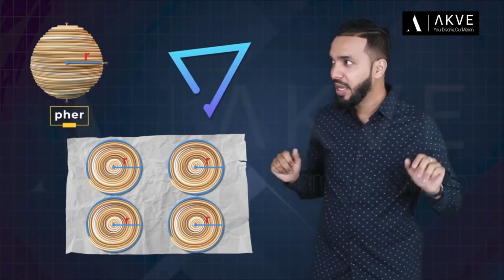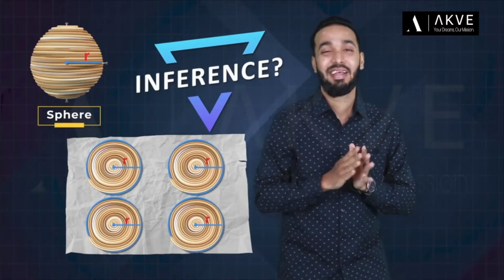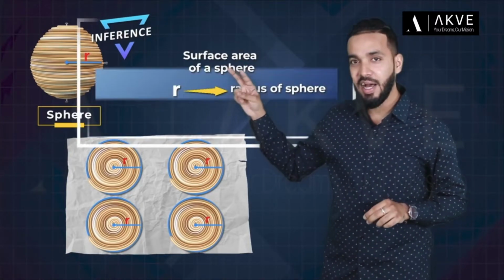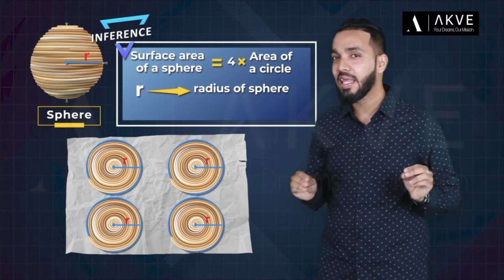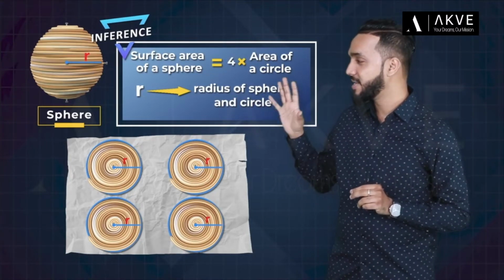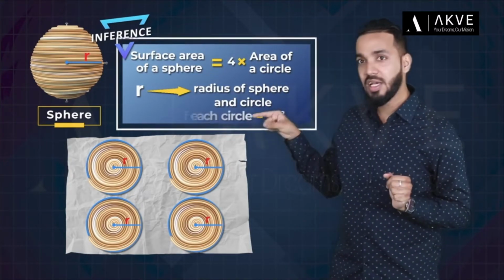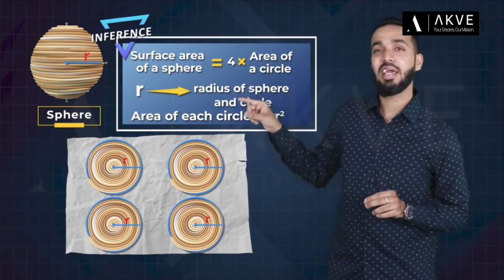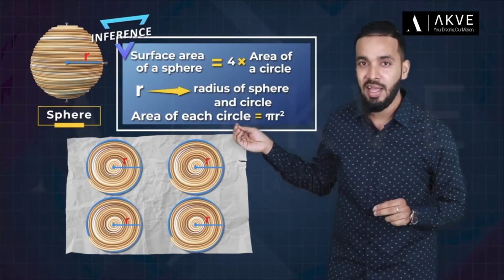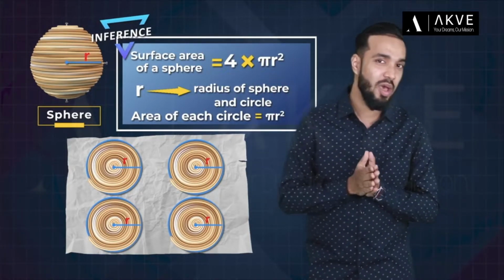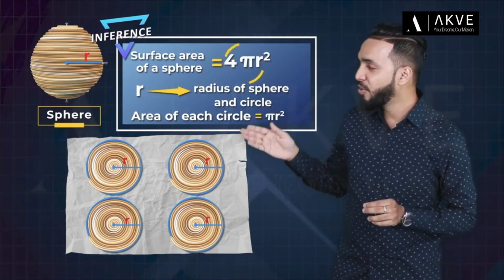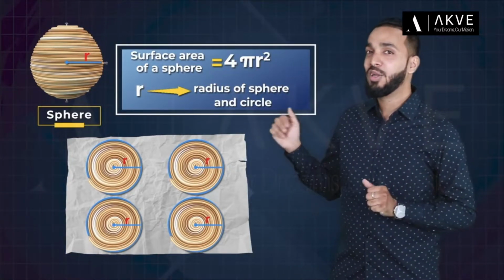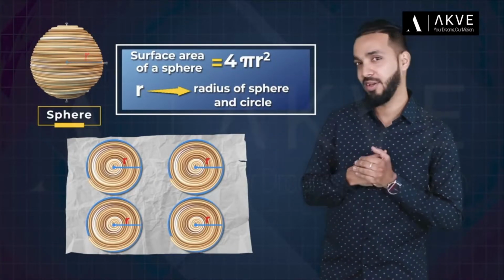So, what do we infer from this experiment? We infer that the surface area of a sphere of radius r is 4 times the area of a circle of radius r. Now, the area of a circle of radius r is pi r squared. Then, the surface area of a sphere of radius r is 4 times pi r squared, which is the same as 4 pi r squared. There you have it, the formula to find the surface area of a sphere.